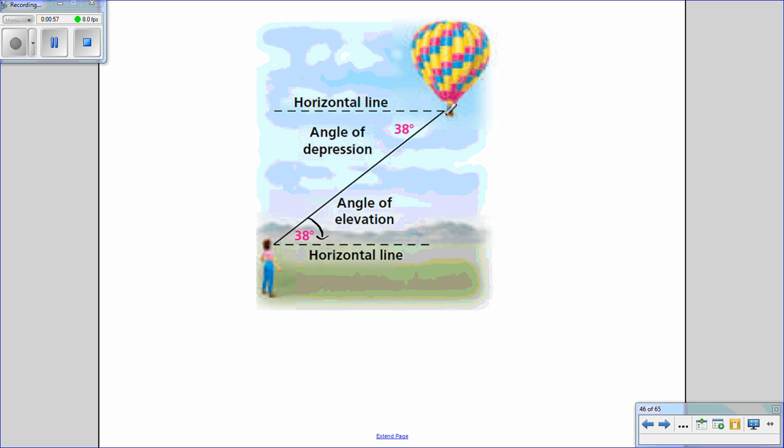At the same time, if the person in the hot air balloon is looking down at this lady on the ground, a horizontal line with their eyes and their line of sight creates what they call an angle of depression. So an angle of elevation is looking up, and an angle of depression is looking down.